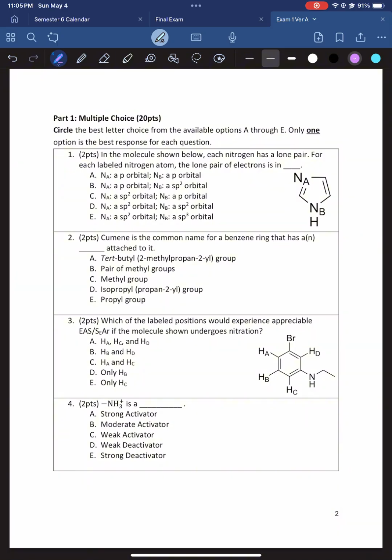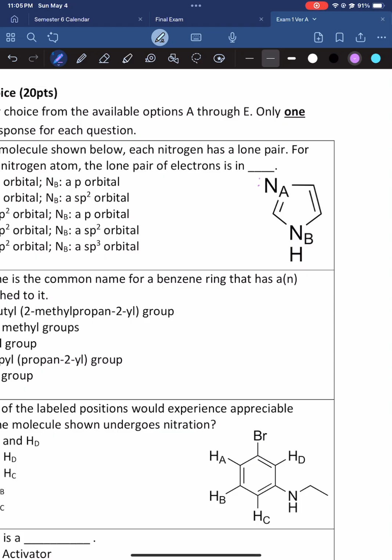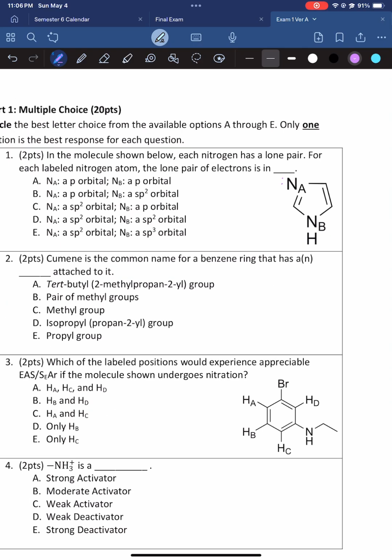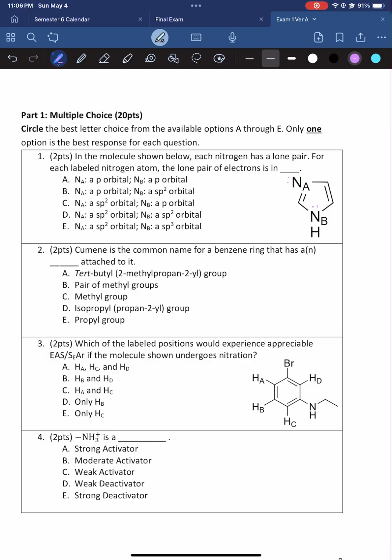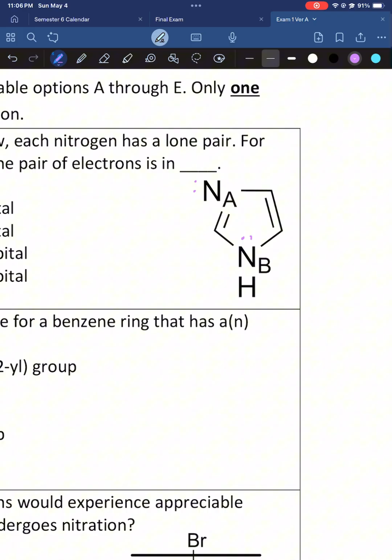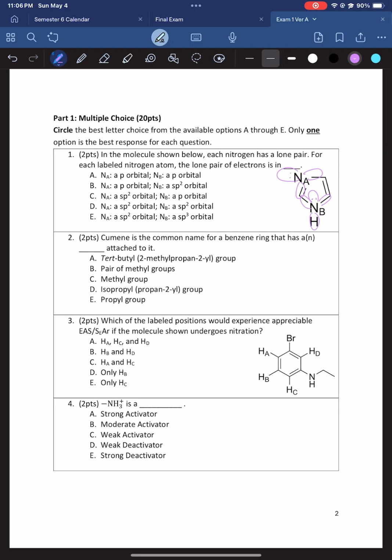In this molecule shown below, each nitrogen has a lone pair. I'm going to immediately go ahead and draw those out. For each labeled nitrogen atom, we have A and B. The lone pair of electrons is in blank, and we have a bunch of different orbitals. When approaching an orbital question like this, first of all, I would like to draw out the orbitals. For example, the nitrogen, you have an orbital coming out here, an orbital going here, and an orbital going here. On nitrogen B, we have an orbital here, here, here, and here. That really helps me visualize where to go.